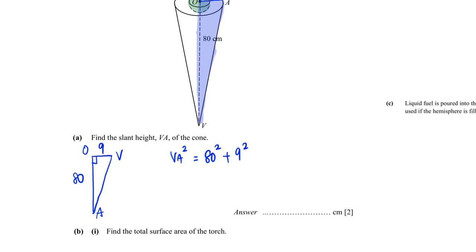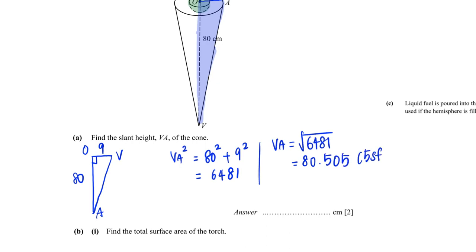This will give me a value of 6,481. So therefore my VA is the square root of 6,481, and in this case 80.505 to about 5 significant figures.